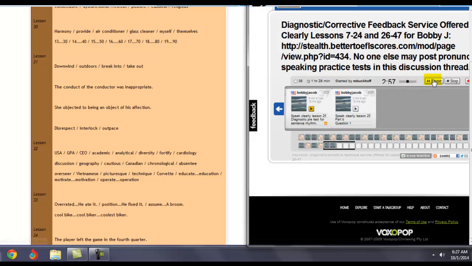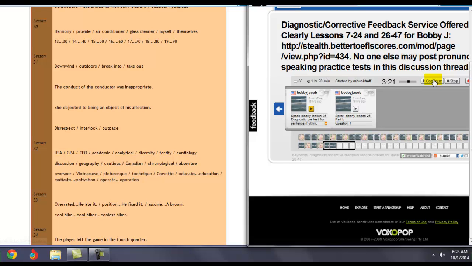Academic, analytical, diversity, fortify, cardiology, discussion, geography. Geography, geography. Cautious, Canadian, chronological, absentee. Good. Overseer, Vietnamese. All right. Picturesque. Picturesque, picturesque. Technique, quality.